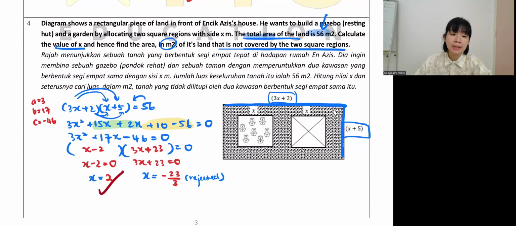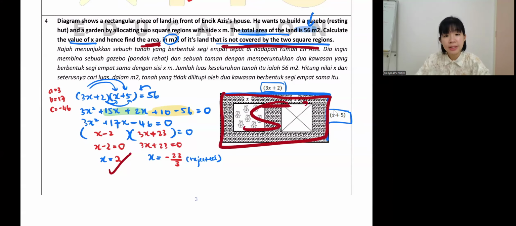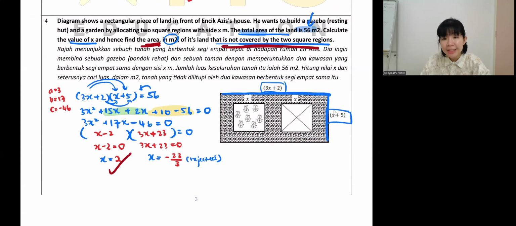Okay, we got x. Then we still have the second task we need to do. Other than finding x, we need to find the area not covered by the squares. We have the area of the whole thing, no need to find it again. This whole thing is 56. So we need to minus the area of the squares. We know the length x, x is 2. Here also 2. This one is identical, the same.